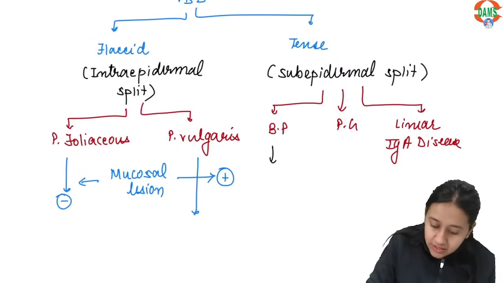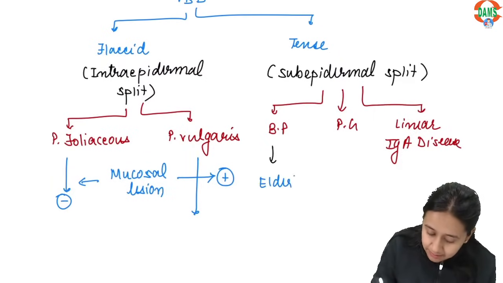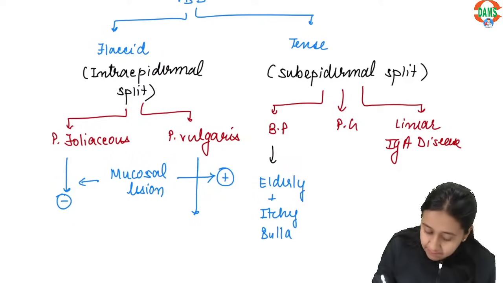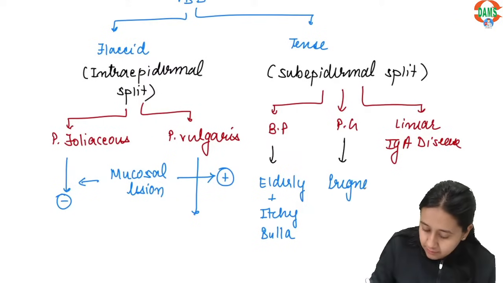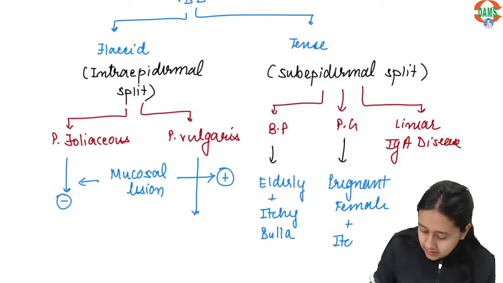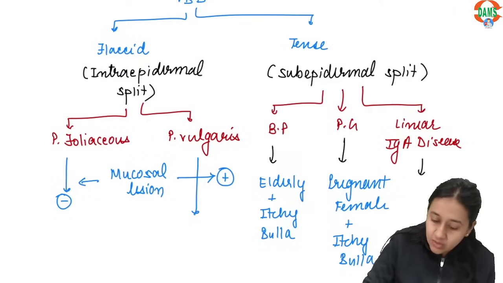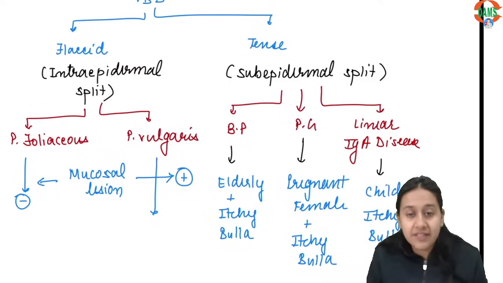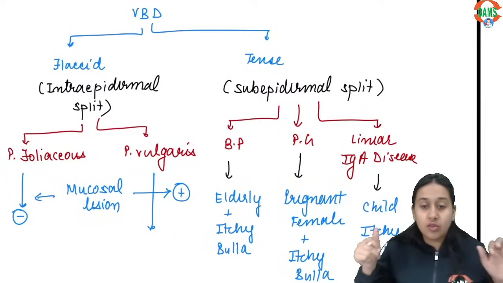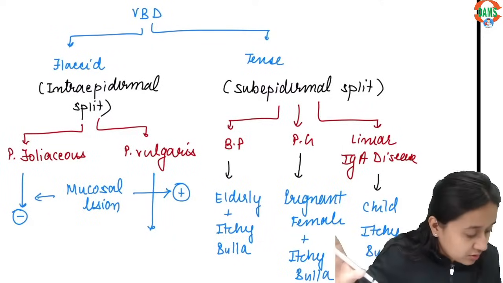In bullous pemphigoid, you get an elderly patient with itchy bulla. In pemphigoid gestationalis, you have a pregnant female with itchy bulla. And for linear IgA disease, you have a child with itchy bulla. So please remember, this is a very simple trick to solve a question of vesiculobullous disorder.